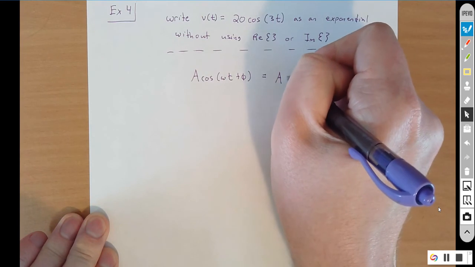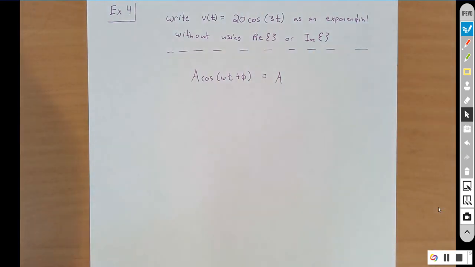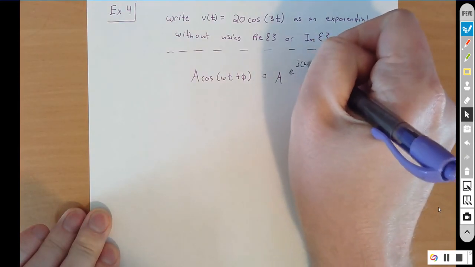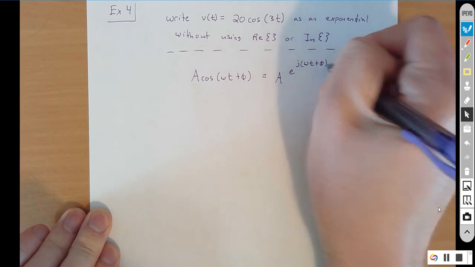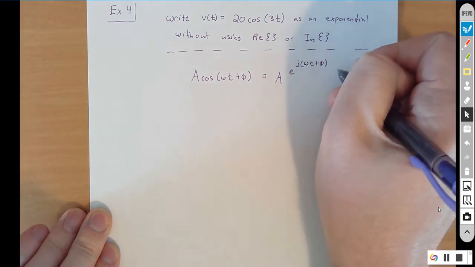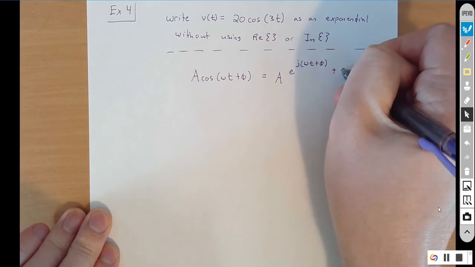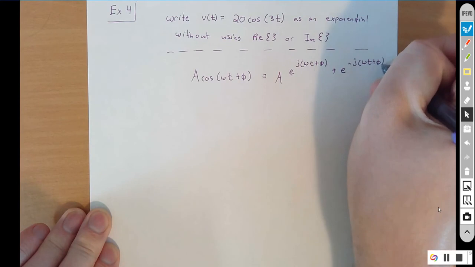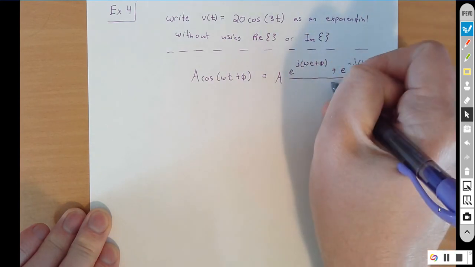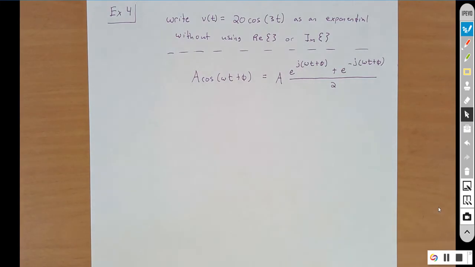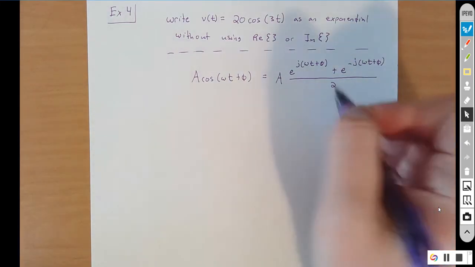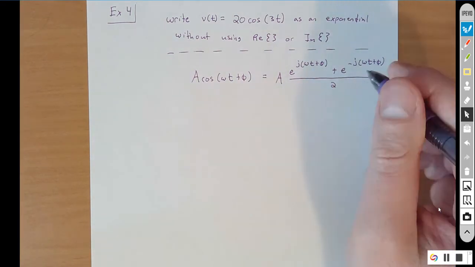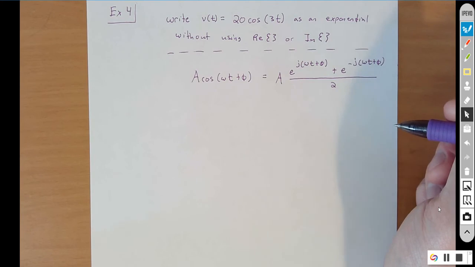So we're going to get A, and then we're going to get e to the j omega t plus phi. So this looks like Euler's right now. Then we're going to get plus e to the negative j omega t plus phi. The derivation of this takes a little bit. I'm not going to do it, but you can look it up if you're curious where this comes from. So basically you get A over 2 times e to the j omega t plus phi plus e to the negative j omega t plus phi. So that's what it looks like if you don't use the real operator.